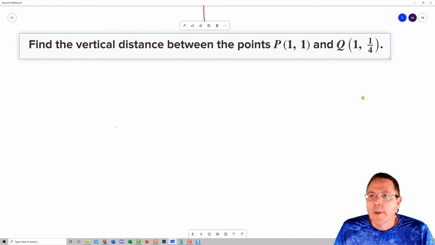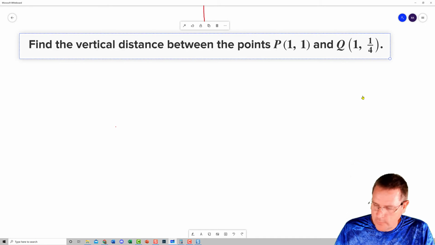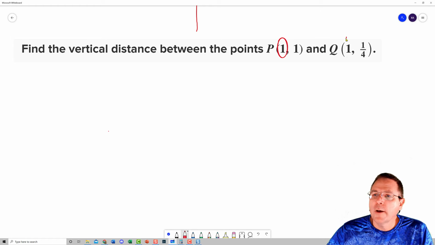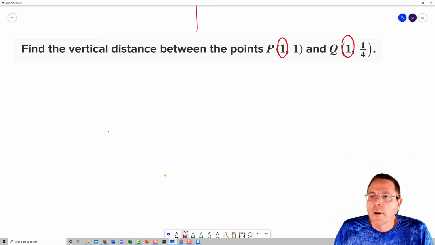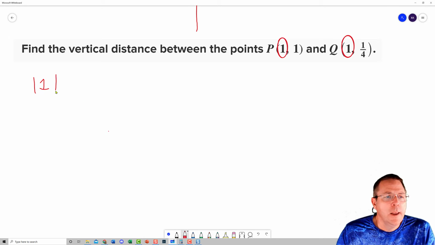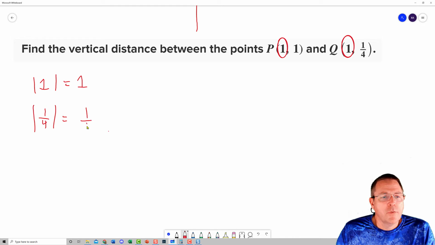Alright, let's take a look at the problem. Now, first thing I want to point out is that on this problem, let me get my pen working here, our x values are going to be the same. They're both 1. So we need to find the distance between the y values. One y value is 1, and the absolute value of 1 is 1. The other y value is 1/4, and the absolute value of 1/4 is 1/4. And from here, all we have to do is subtract 1/4 from 1. That means you're doing 4/4 minus 1/4 equals 3/4 for your final answer.